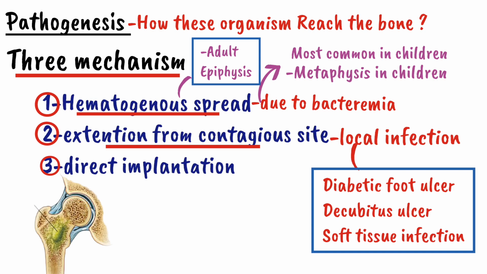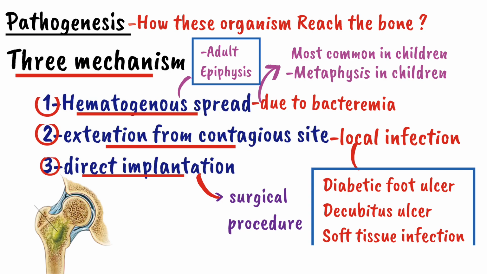The third one is direct implantation. So what we mean by direct implantation is that when we have a certain orthopedic procedure, during the orthopedic procedure, due to a non-aseptic environment, the organism can spread from the surroundings to the bone, causing osteomyelitis.